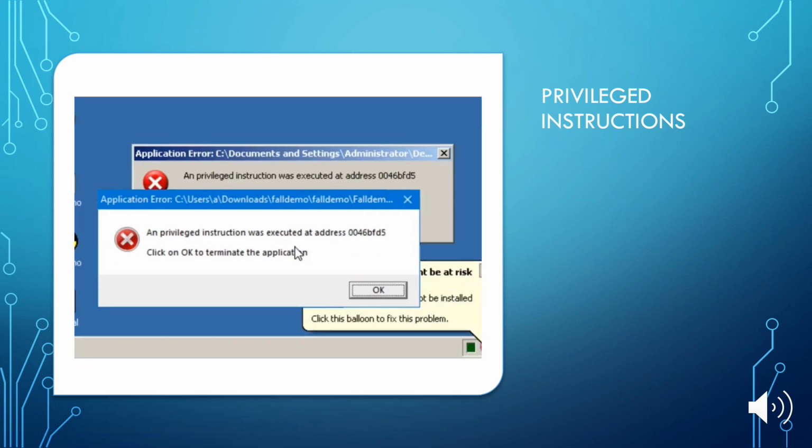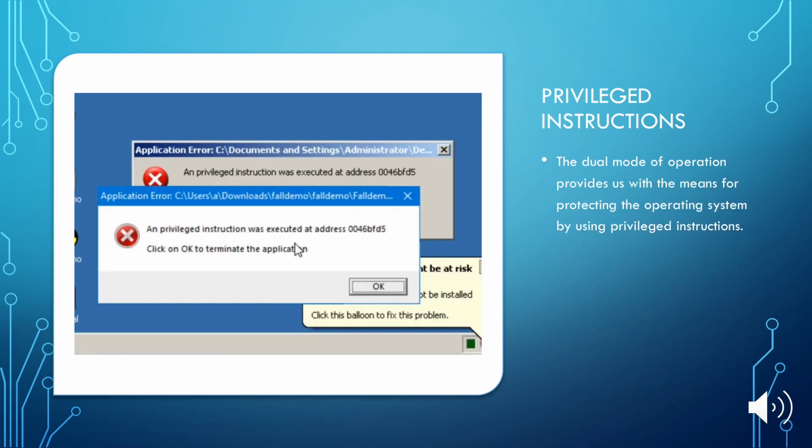Privileged instructions. The dual mode of operation provides us with the means of protecting the operating system by using privileged instructions. The hardware allows privileged instructions to be executed only in the kernel mode. If an attempt is made to execute a privileged instruction in user mode, the hardware does not execute the instruction, but rather treats it as illegal or trap to the operating system. An example of privileged instructions are system call, IO control, and timer management.